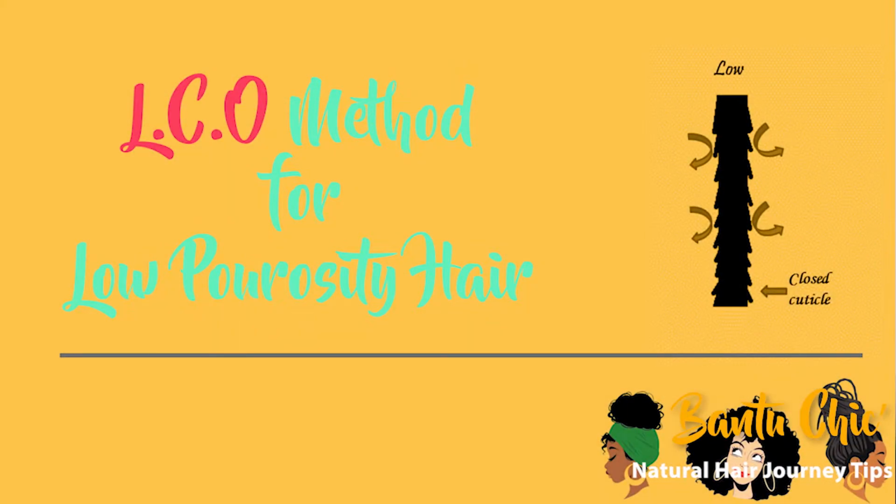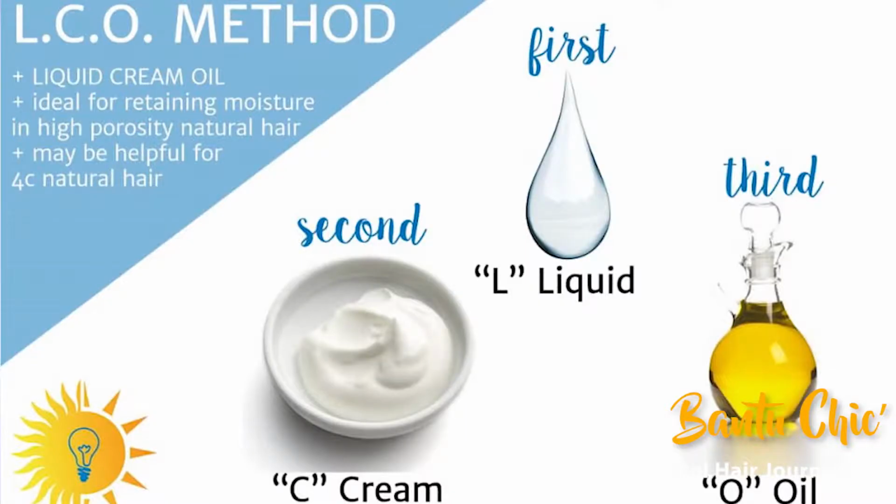We're going to now move on to the liquid, cream, oil method for low porosity hair. What happens with low porosity is that it absorbs only a small amount of water, what it needs, and then it holds on to it tight. And then when you apply your cream layer, a little amount of the water content in the cream will also get absorbed into the inner part of your hair.